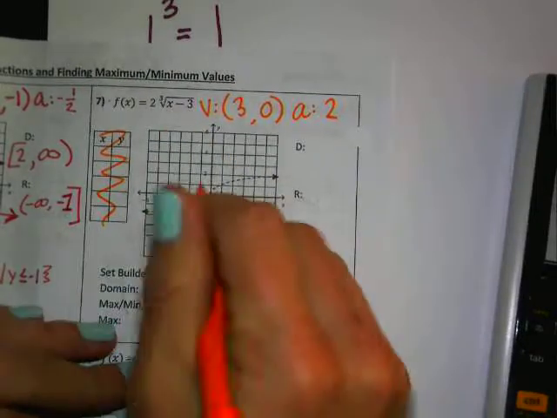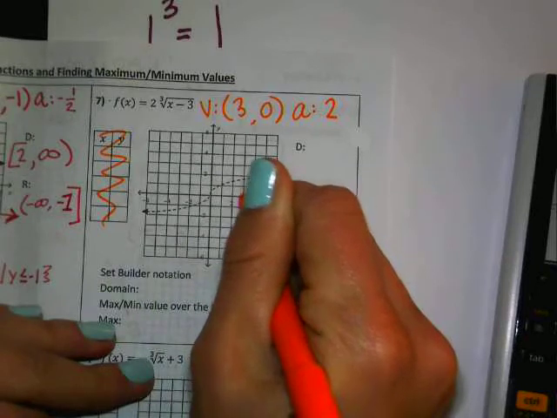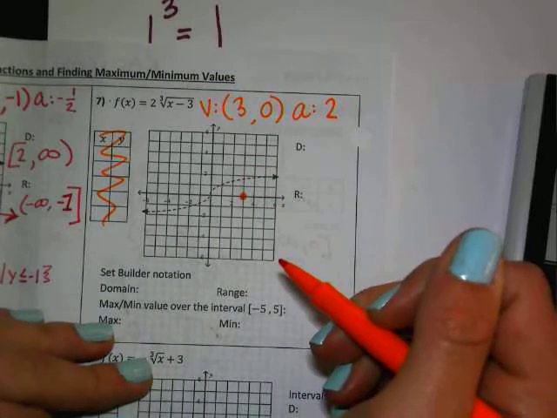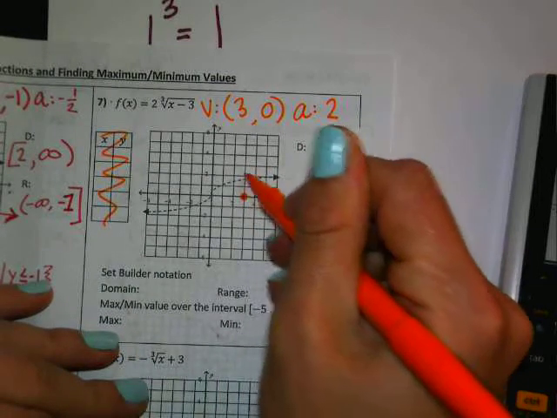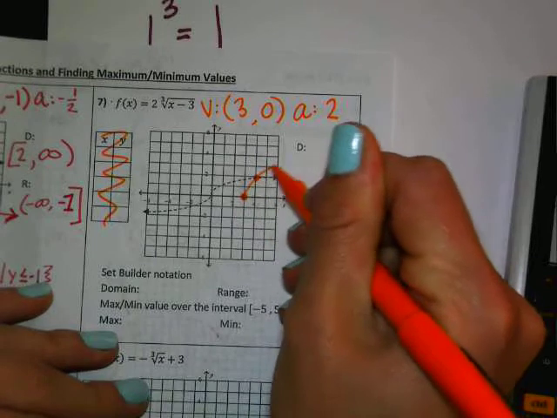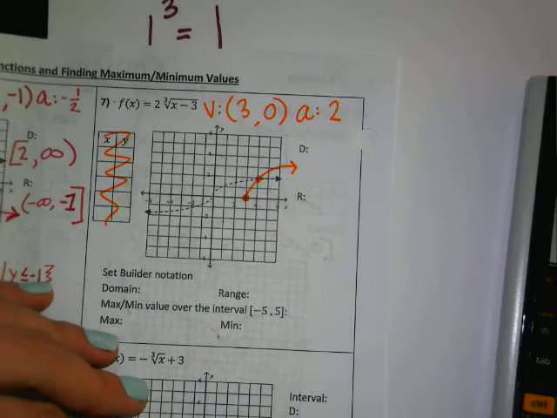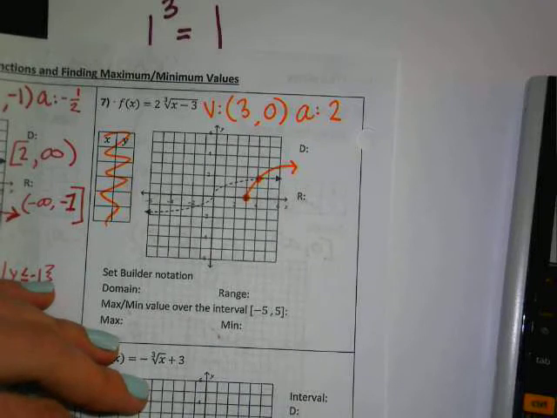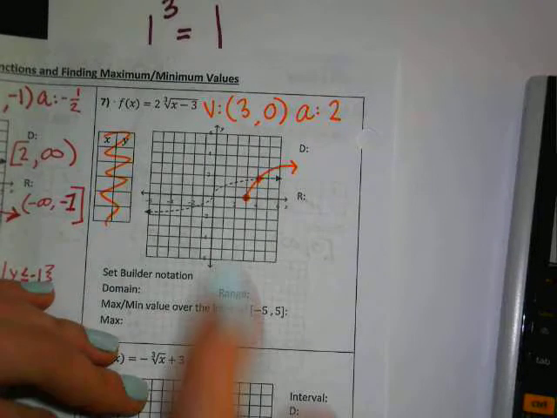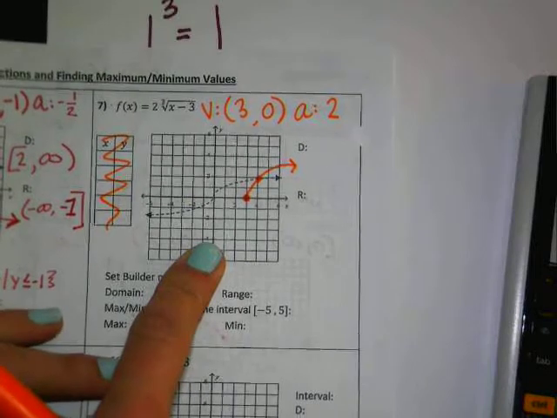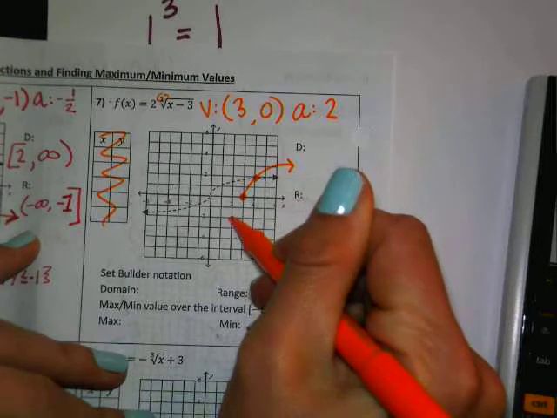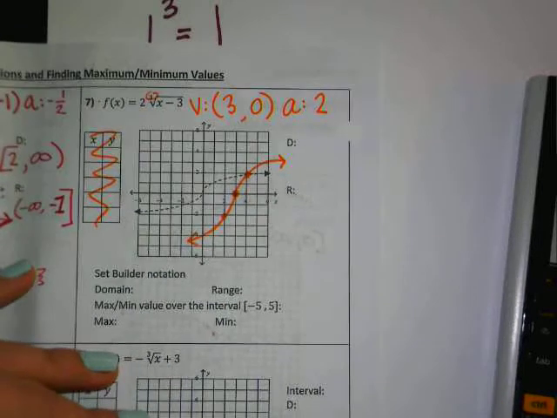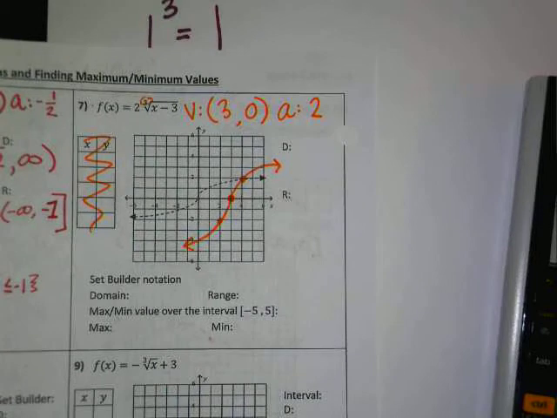All right, so I'm going to plot 3, 0. And my a value is a positive 2. So from my vertex, I'm going to go up 2, over 1, draw my arrow. Do I need the arrow on the other part? Yes. Why? It's a cube. Very good. Because it is a cube root, you have to go the other way, down 2, over 1, and draw the other curvy part. Make sure you draw it as a curve, not a straight line, because we know it's a cube root.